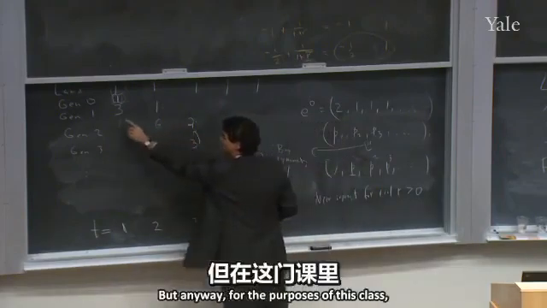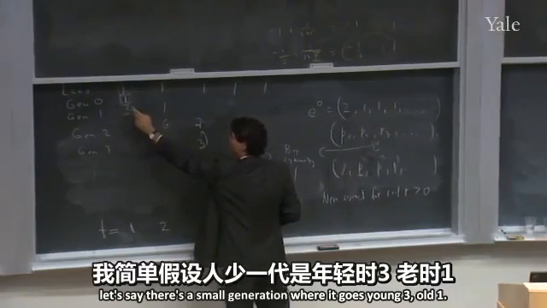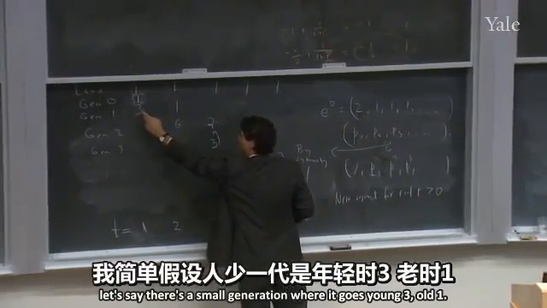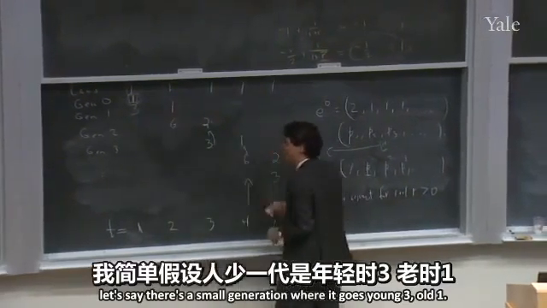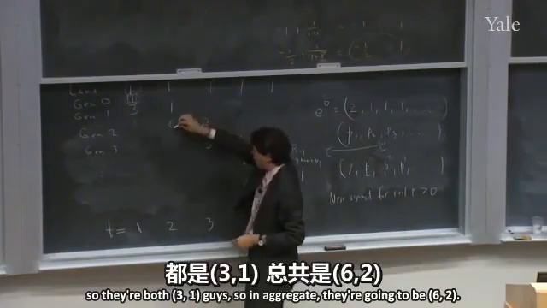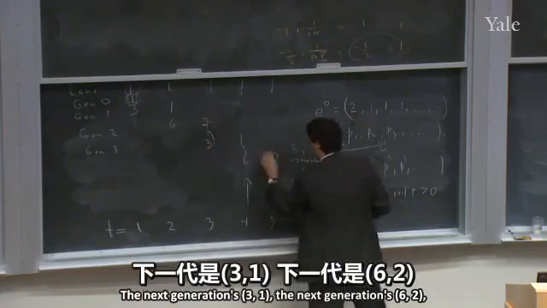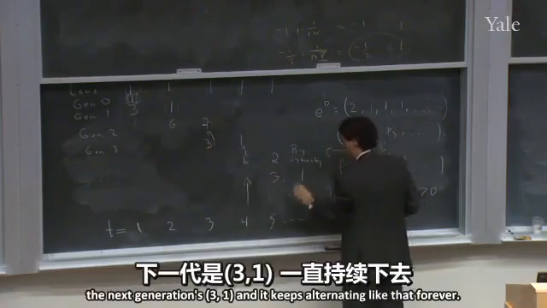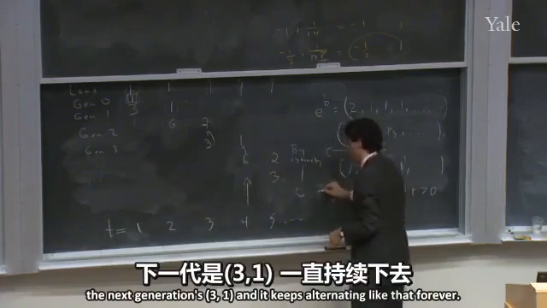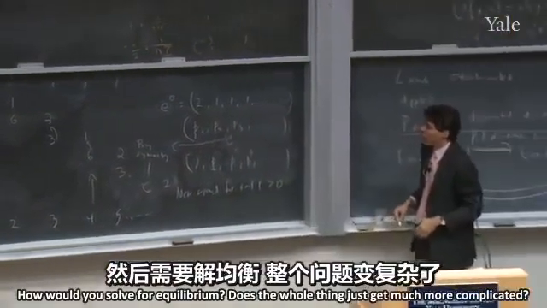But anyway, for the purposes of this class, let's say every generation, there's a small generation where it goes young 3, old 1. Then the next generation, which is just 2 guys, so they're both 3-1 guys, so in aggregate they're going to be 6-2. The next generation is 3-1, the next generation 6-2, the next generation is 3-1, and it keeps alternating like that forever. Okay, now, how would you solve for equilibrium?